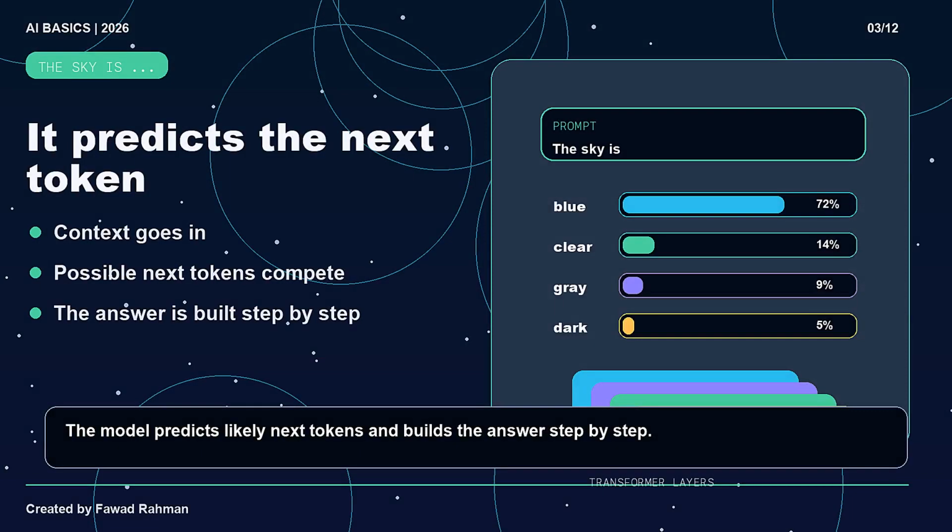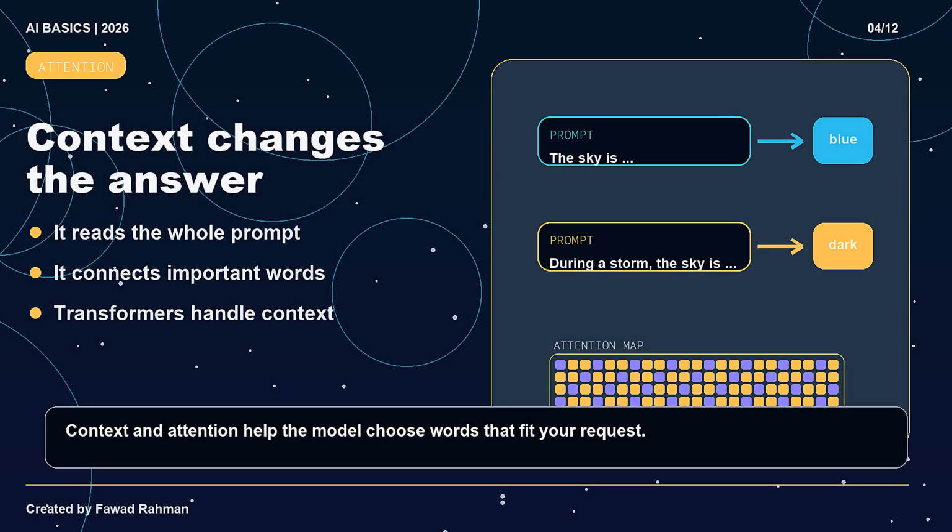A very simple example is, the sky is. If the model has seen many sentences where the sky is blue, it gives blue a high probability. It may also consider clear, cloudy, dark, or beautiful, depending on the context. ChatGPT does this again and again, one token at a time. That is why people say it is like a super advanced autocomplete, but trained on much more language and guided by your instructions. The powerful part is context.